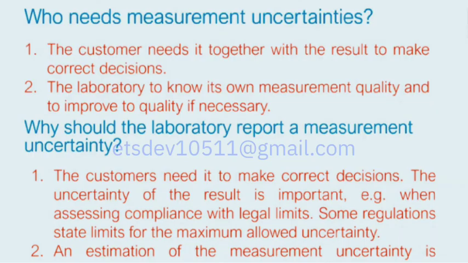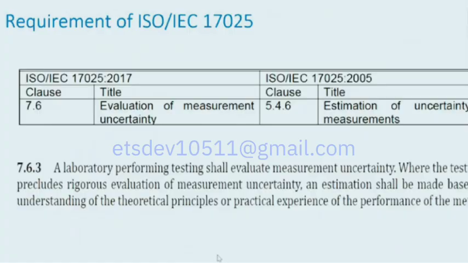And of course, most important is that all laboratories going in for ISO IEC 17025 certification should have carried out the measurement of uncertainty for all the quantitative tests in the scope of analysis that you put into your scope in India for the NABL accreditation. If you look at clause 7.6, it says evaluation of measurement of uncertainty. The old clause was 5.4.6 in ISO 17025:2005. It very clearly says the laboratory performing testing shall evaluate measurement of uncertainty. Where the test method precludes rigorous evaluation of measurement uncertainty, an estimation shall be made based on an understanding of the theoretical principles or practical experience of the performance of the method. So therefore, for you, it is extremely important.